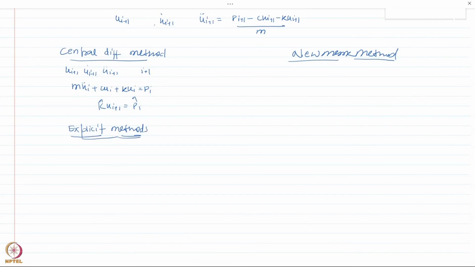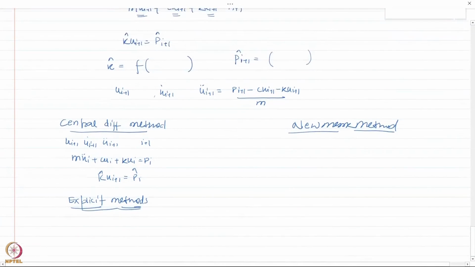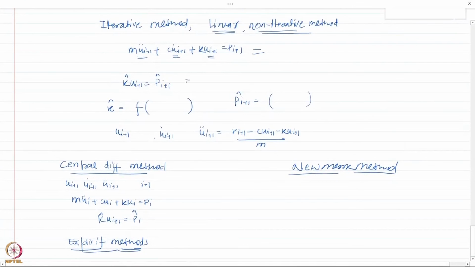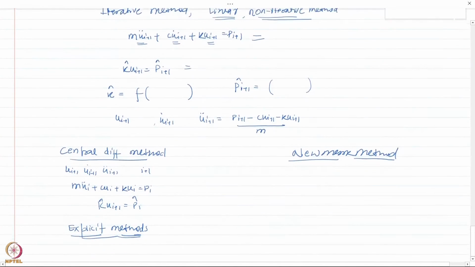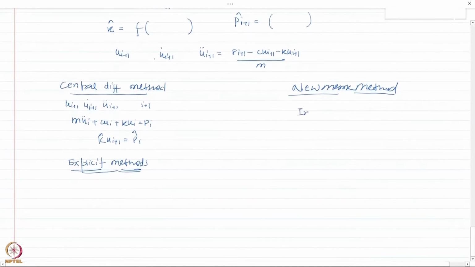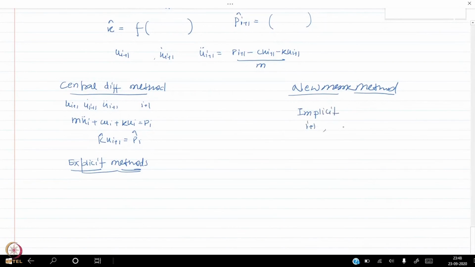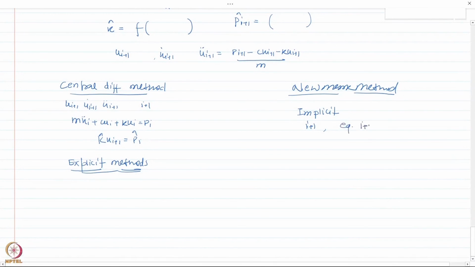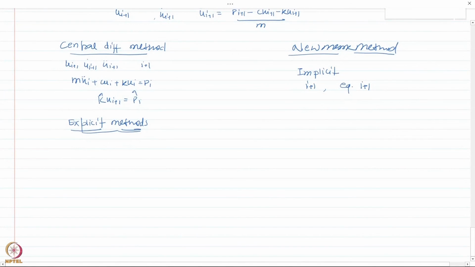However, in Newmark method, if you look at it, the equilibrium at the current step was utilized, and that must be satisfied to get the response at i plus 1. These kind of methods are called implicit methods, where response at step i plus 1 is determined using the equilibrium at i plus 1. In this case, response at i plus 1 is determined using the equilibrium at i. So these are also popularly referred to as explicit methods and implicit methods of numerical procedure to get the response.